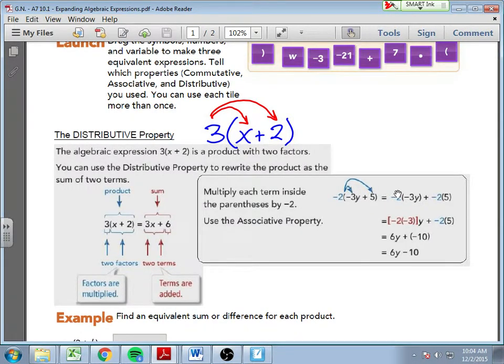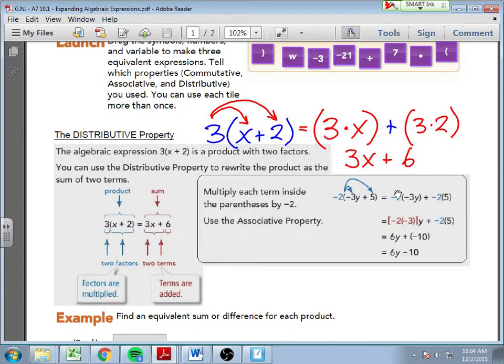Each arrow is essentially connecting a product, connecting a multiplication. So the first product is 3 times x. The second product is 3 times 2. And that's how we then get to 3x plus 6, which is the value that they gave you right here.